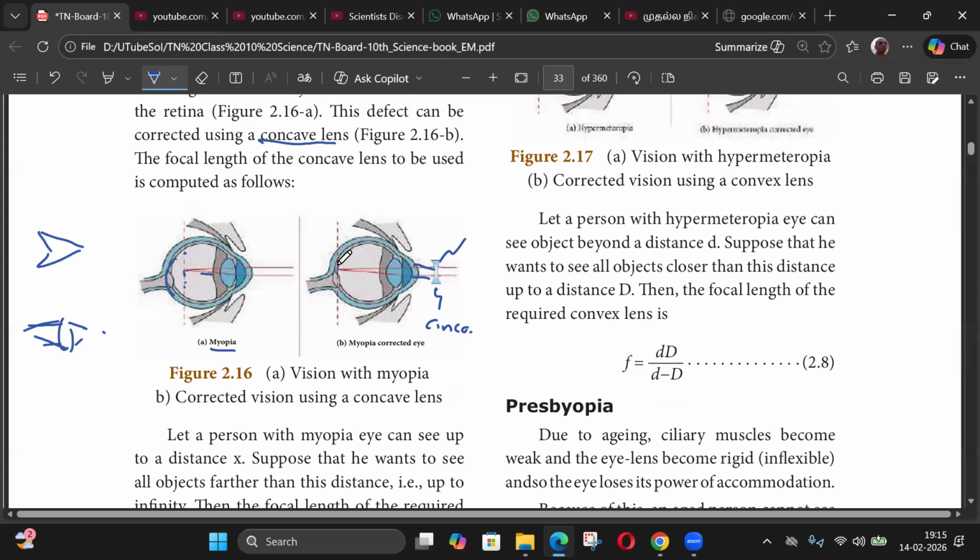I adjust the focal length of this lens so that the image forms at the retina. The combination of the concave specs and the defective eye is equal to a normal eye, so this combination produces the image on the retina. Students with myopia have the image forming nearby, so it's over-converging. To reduce the convergence, put a concave lens, concave specs. That way you can remember.